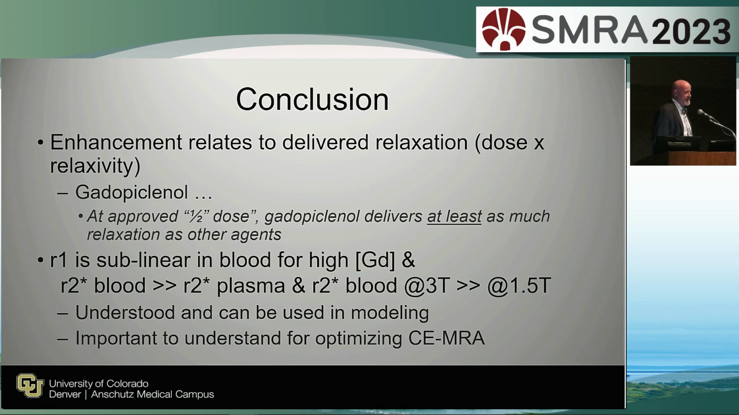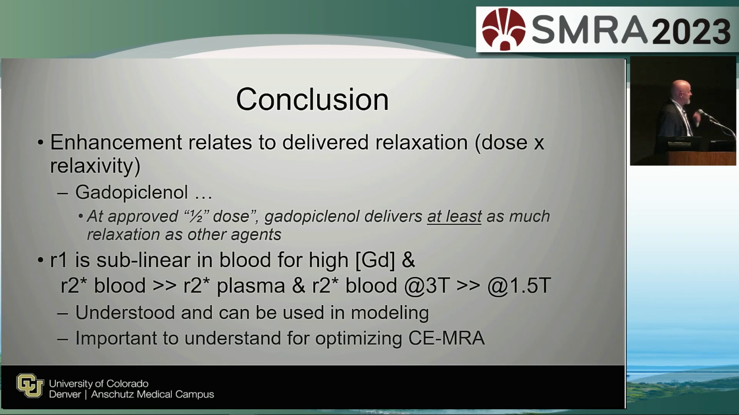Also, the concept to me that I think really kind of helps with these contrast agents is to think about how much delivered relaxation there is, which is the dose times the relaxivity. And for gadopiclinol, even at half dose, it's at least as much relaxation delivered as the other agents, maybe even a little bit more. And there's nothing to say we couldn't use this agent at even higher dosages if we wanted to. It would be off-label, however.